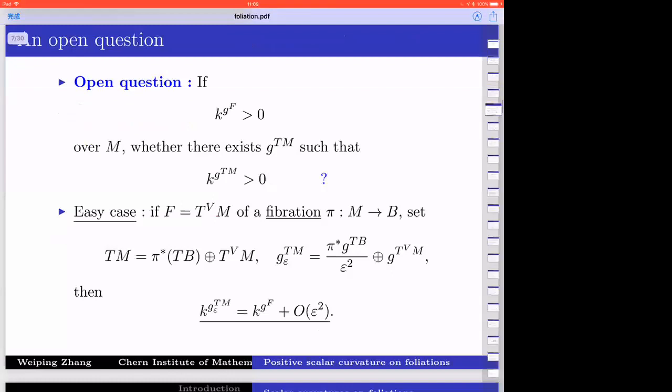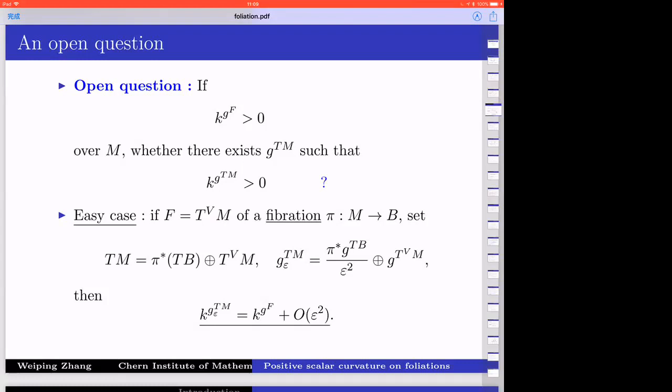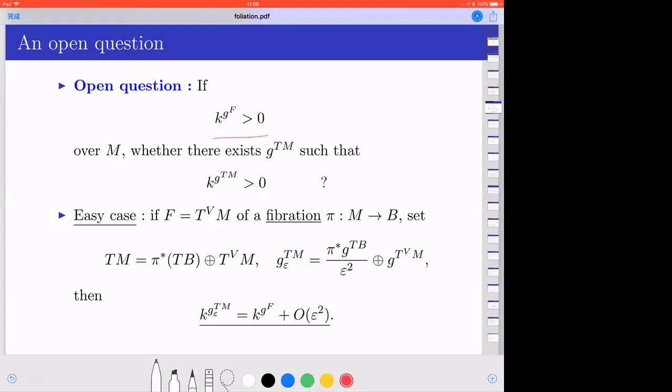There is a natural question which is still open, if we want to study the relations between the structure of the leaves and the total manifold. If we have a positive leaf-wise scalar curvature associated with a metric on F, then would there exist a Riemannian metric on the total manifold with positive scalar curvature? It's a natural question in foliation theory.